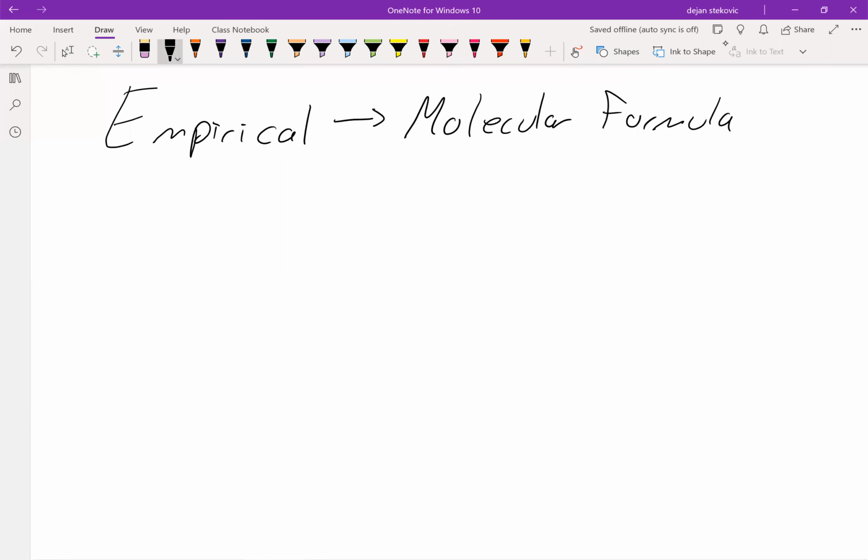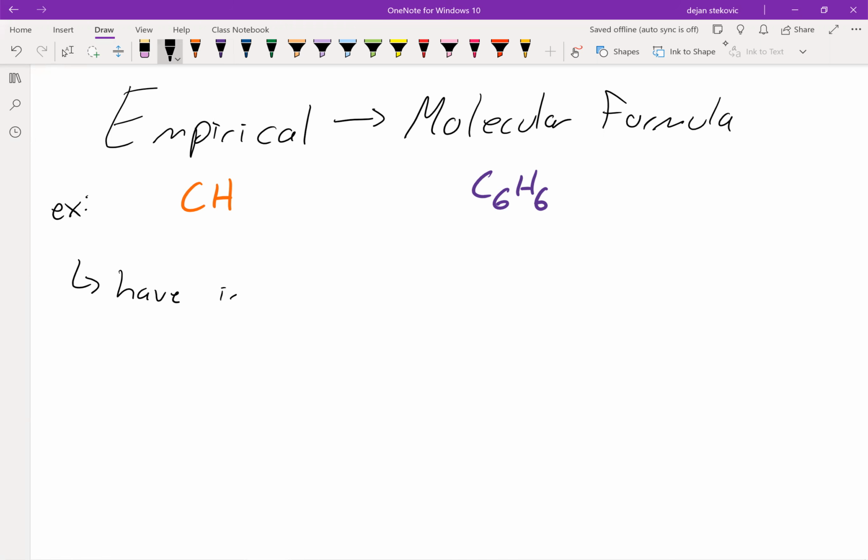All right, so we're going to take a look at how we go from an empirical formula to a molecular formula. So for example, maybe the empirical formula that you found was CH, and then maybe the real molecular formula is C6H6, right? So we're going to figure out how we go from the empirical to the molecular formula. And to do this, we're going to use more analytical tools or more analytical instruments.